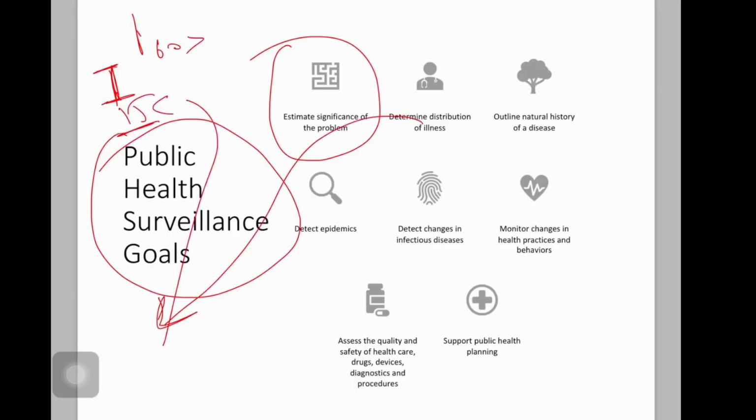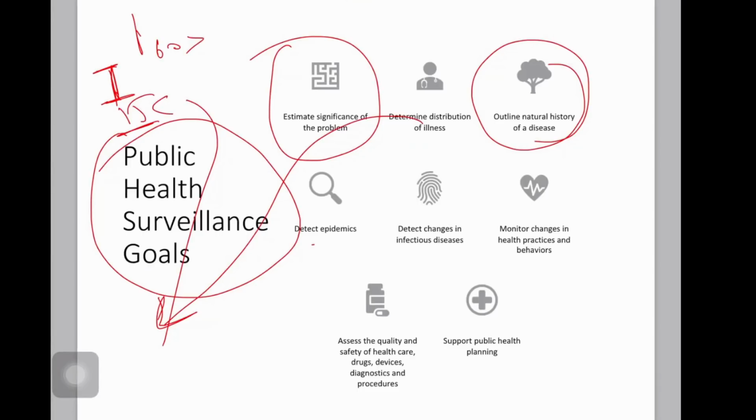Then outlining the natural history of disease: how the disease progresses, how it goes, and whether there are any comorbidities, whether people have other diseases like diabetes and heart disease, and how COVID-19 affects those people compared with healthy individuals.